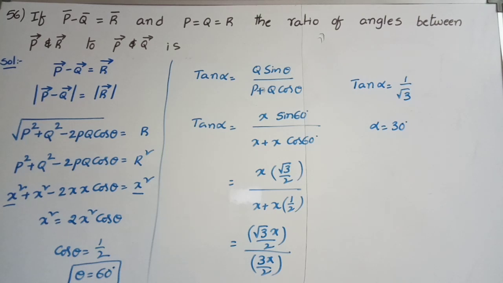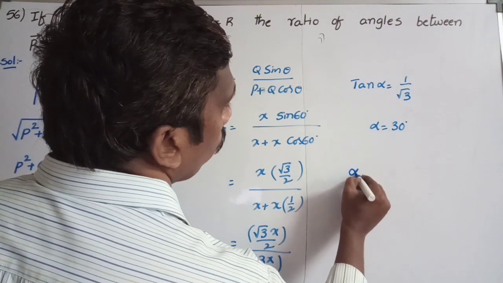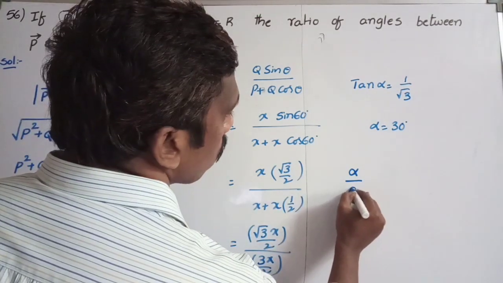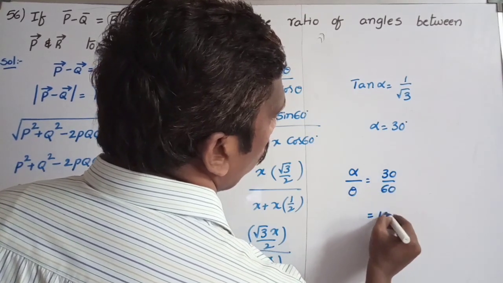But what we have to calculate? We have to calculate the ratio of the angle between P and R to the angle between P and Q. Angle between P and R is alpha, and between P and Q is theta. So that is equal to 30 by 60. That is equal to 1:2.